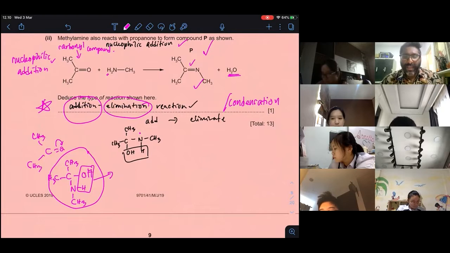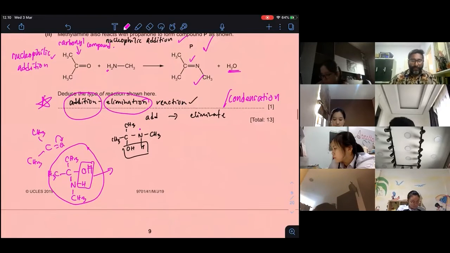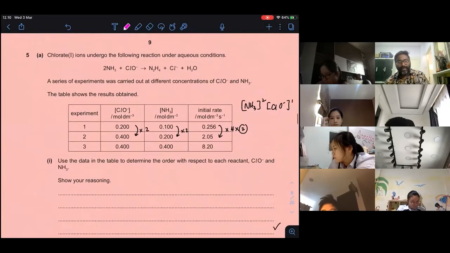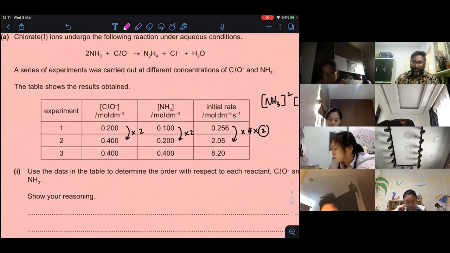Okay, no problem. So here, if you have question number 5, you see chloride 1 ion undergo the following reaction under aqueous condition. The series of experiments was carried out at different concentrations, and the table shows the results obtained. Use the data in the table to determine the order of the reaction with respect to each reactant. So this one is quite simple.